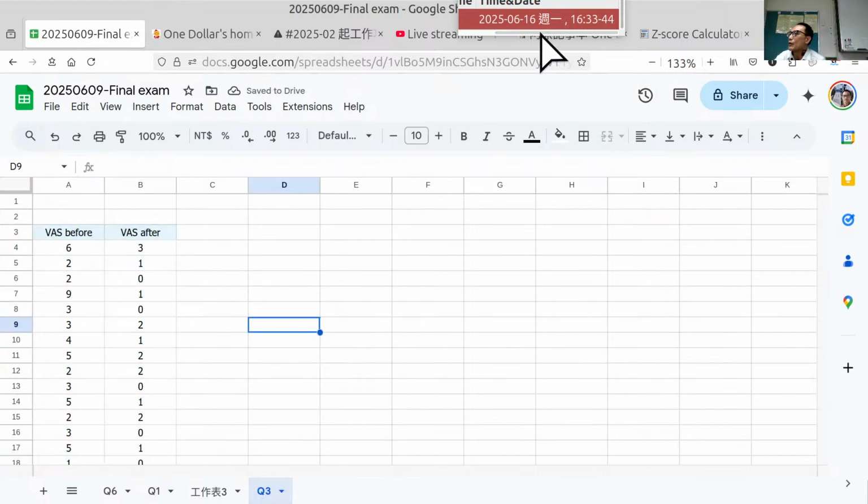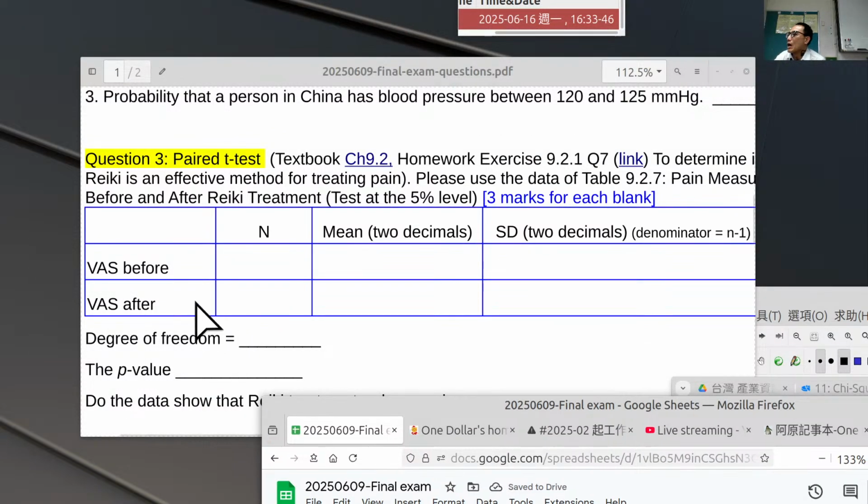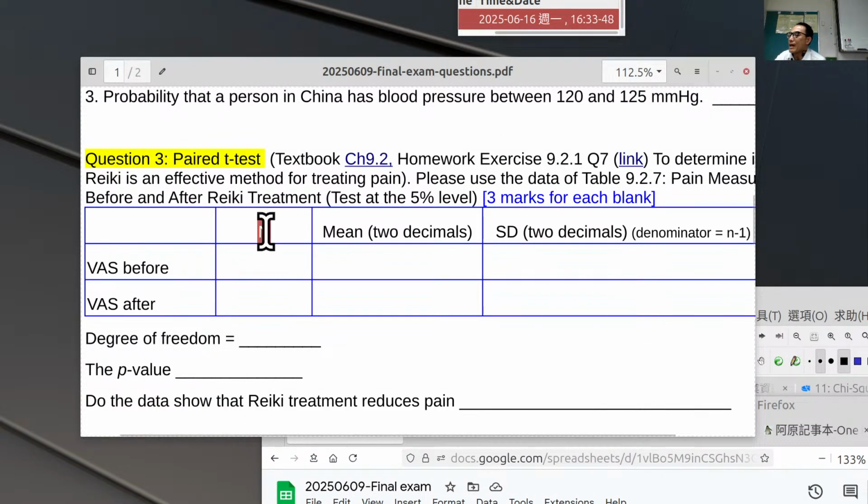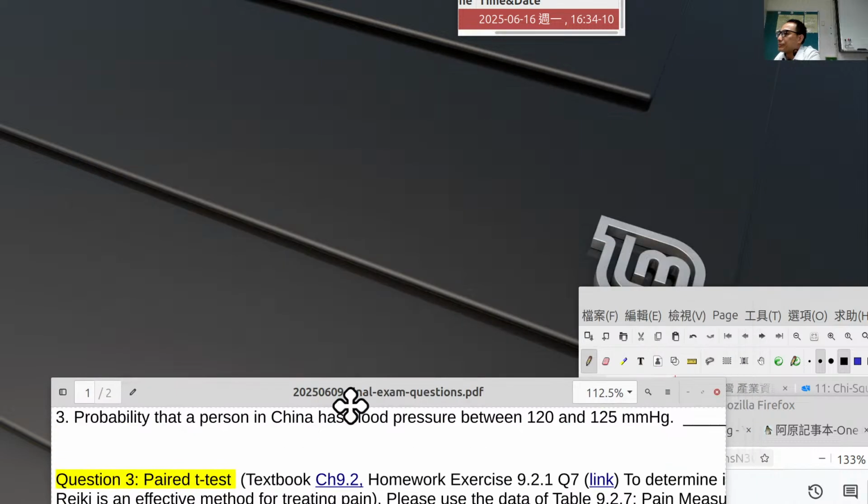Okay, and now the first question is, how about the number n? And the second one, the mean to two decimals and the standard deviation. Remember, the denominator is n minus 1. It means a sample standard deviation, not a population standard deviation. And after that, the number.